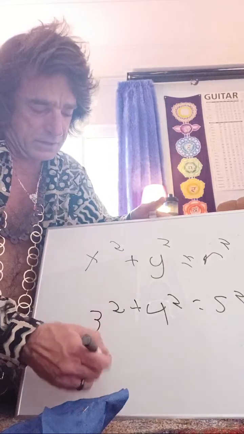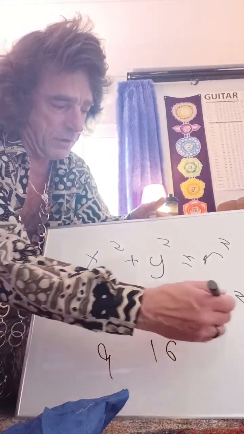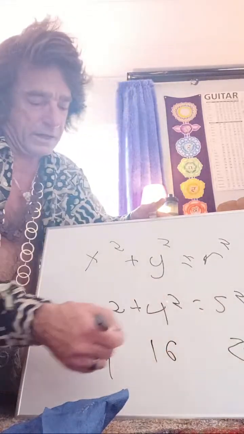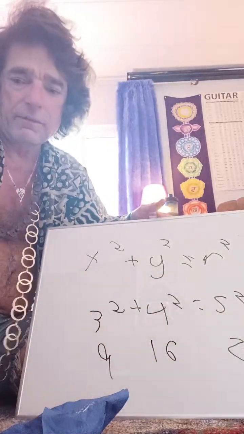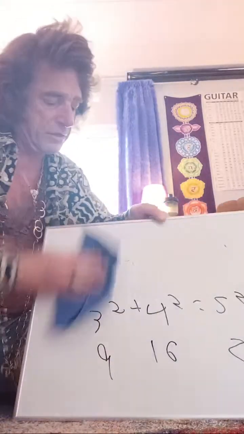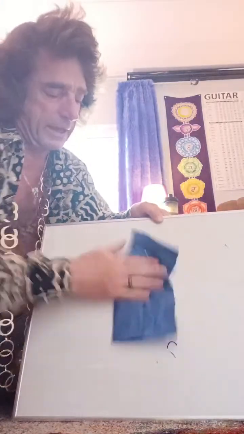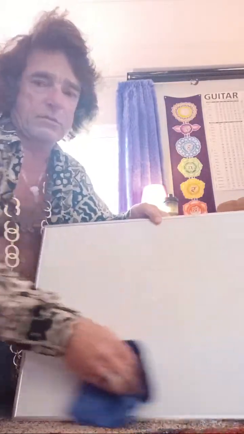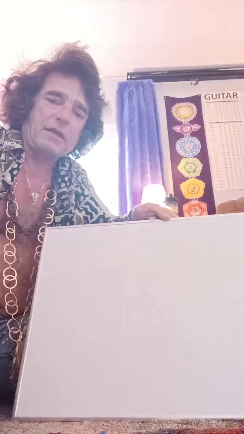3 squared is 9, 4 squared is 16, 5 squared is 25, and of course 9 plus 16 is 25. Big deal. We all learned that in school. But what I thought of after I left MUD and had some free time on my hands: why can't you extend that to 3 dimensions?